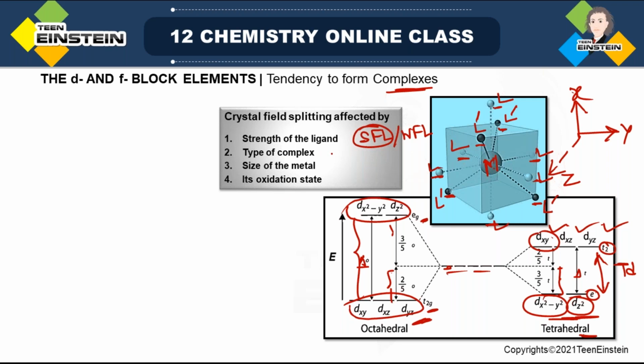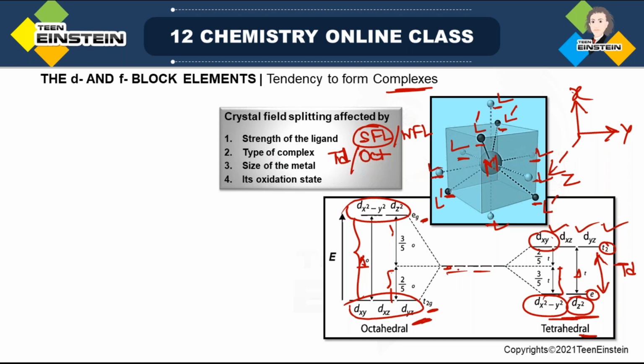Second, type of complex. Type of complex means, is it tetrahedral or octahedral? Depending on that, different splitting is there, because you can see in this picture when it is octahedral the gap is very high, but when it is tetrahedral the gap between E and T2 is very small. So this is the second point.